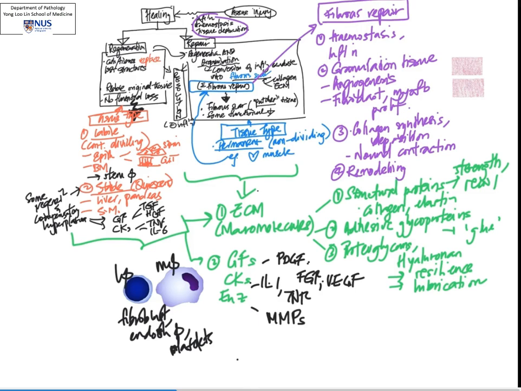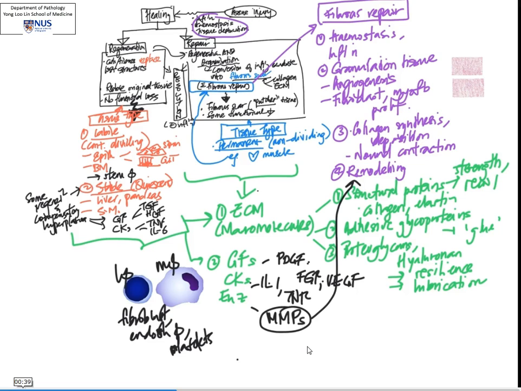Enzymes are also very important, such as matrix metalloproteinases, and these enzymes are important in the remodeling process, as well as also formation of granulation tissue and collagen synthesis. MMPs can come from neutrophils, from macrophages, and even from fibroblasts, as well as endothelial cells and even the epithelial cells that are located at the edges of the wound.